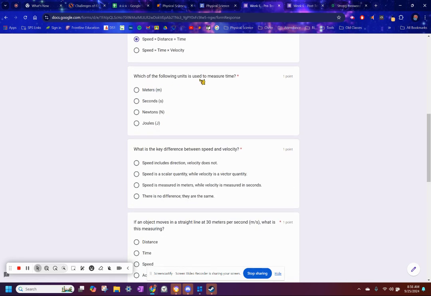Which of the following units is used to measure time? Not meters, that's a distance. Seconds is definitely a time, but let's check the rest. Newtons, no, that's force. Joules, that's also force.